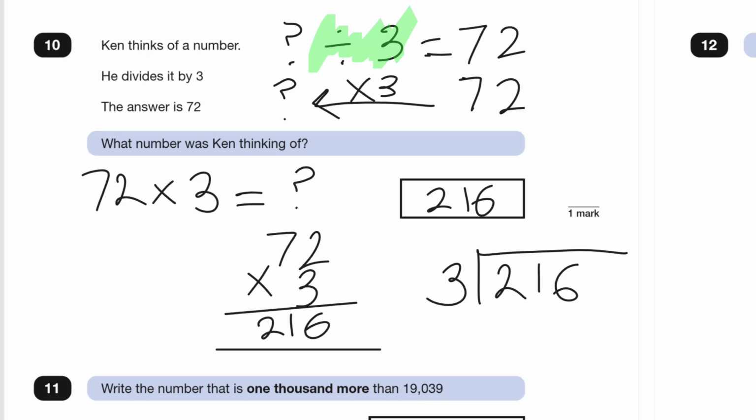So Ken's number divided by 3. 3 into 2 doesn't go, so we carry it. 3 into 21 goes 7, and 3 into 6 goes twice. His answer is 72, and we can see that that matches, so we can be sure we've got the right answer.